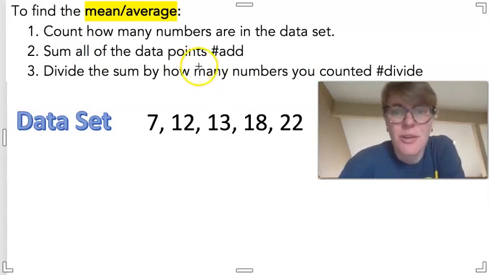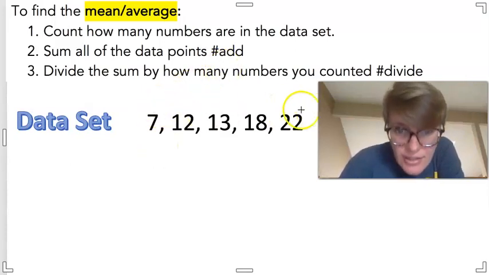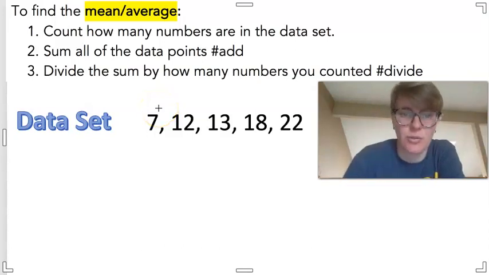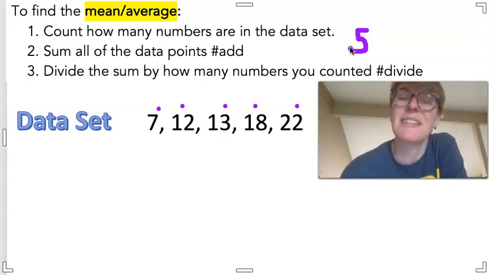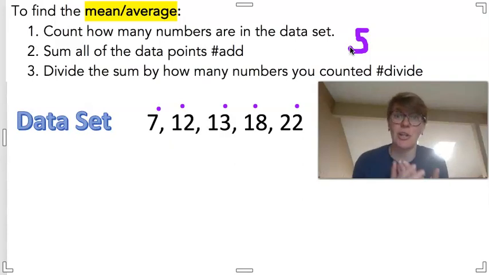Now, to find the mean or the average, first thing we want to do is count how many numbers are in the data set. So I'm going to look at this and I'm going to say, okay, I see 7, 12, 13, 18, and 22. So 1, 2, 3, 4, 5. There are 5 numbers in the data set. So I know that eventually I'm going to divide by 5 because I'm distributing it into those 5 different numbers. Just like earlier, I distributed those kittens into those 5 crates.